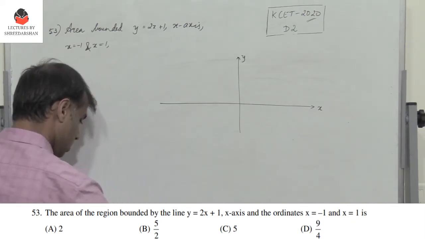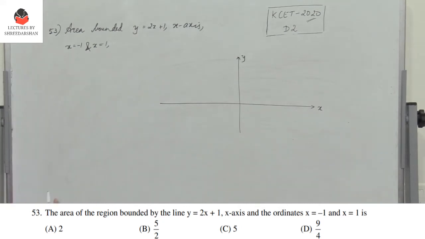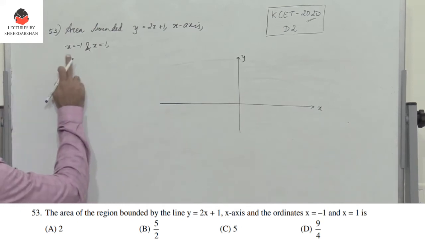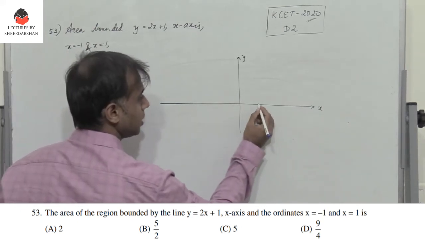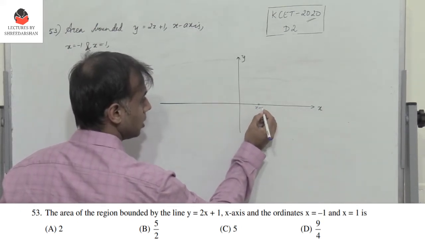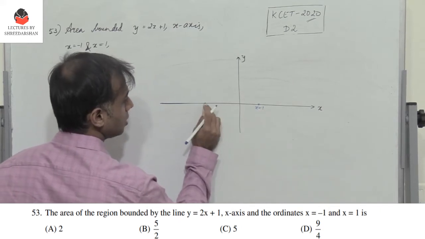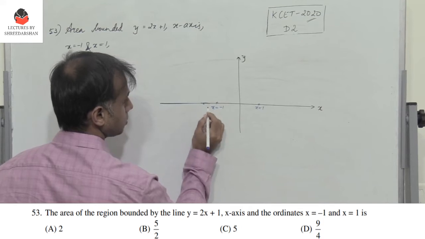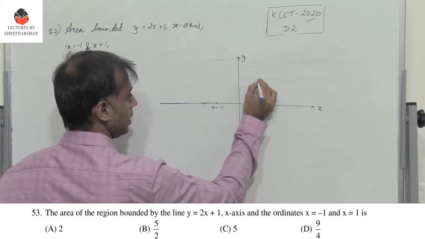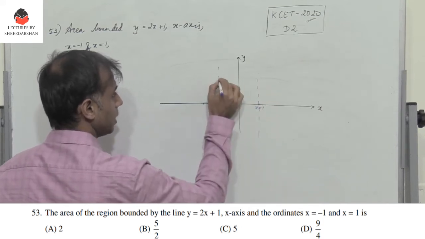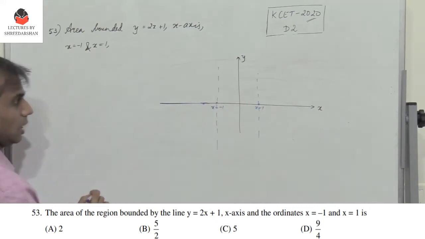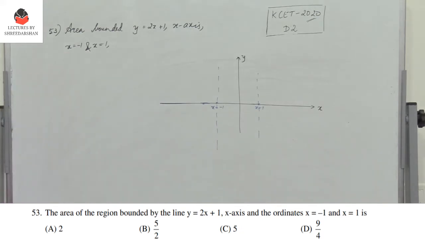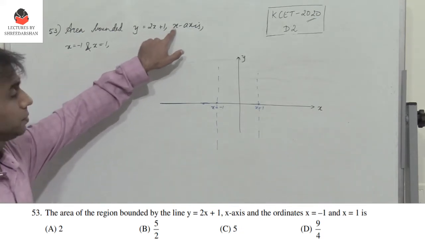So let's consider the x-axis. Of course this is the x-axis, and then we have x equal to 1 and x equal to minus 1. So let this be x equal to 1 and this is x equal to minus 1. Right? So bounded by x equal to 1 and x equal to minus 1, and the x-axis, and then we have the line y equals 2x plus 1.